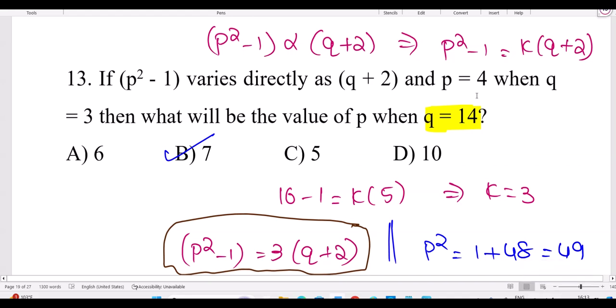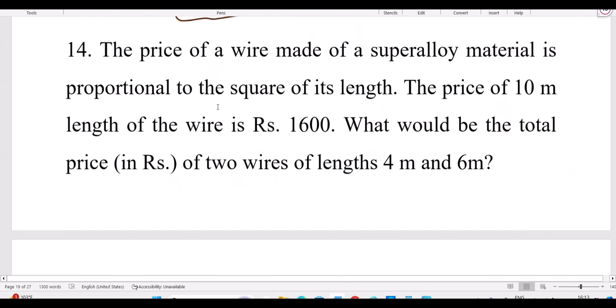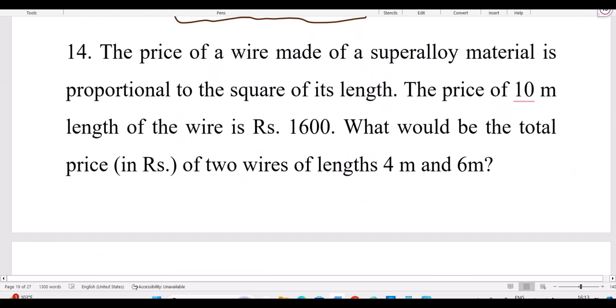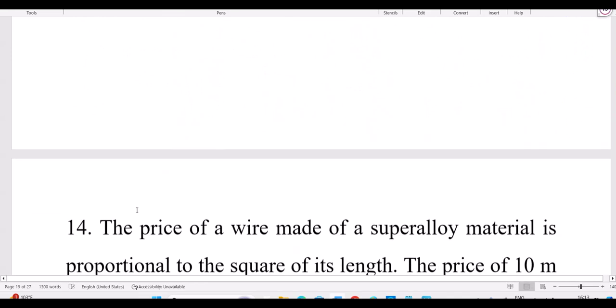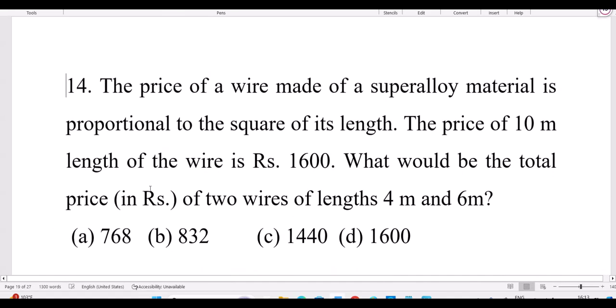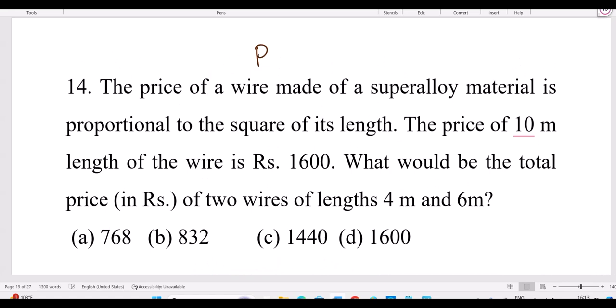I still have 2 minutes. I will complete the last question. The 14th one is the last question to complete the topic. See the 14th one. Now, price varies with the square of its length. Guys, listen. This is an important question given for 2 marks in the GATE exam. Price varies with the square of its length.